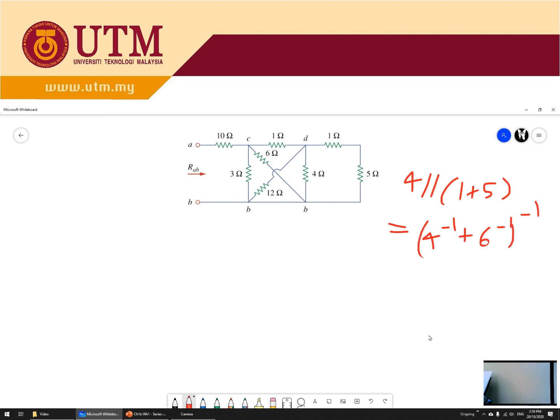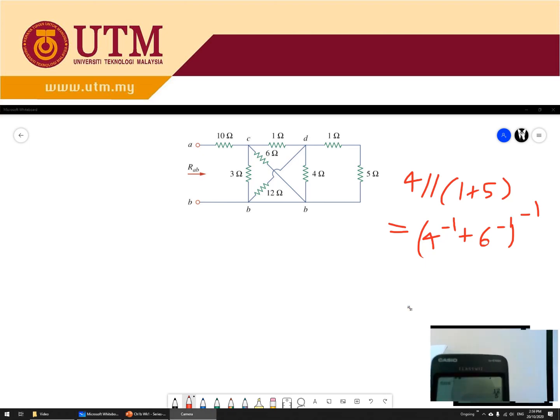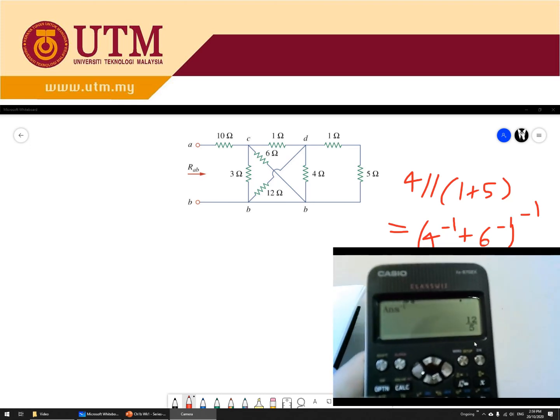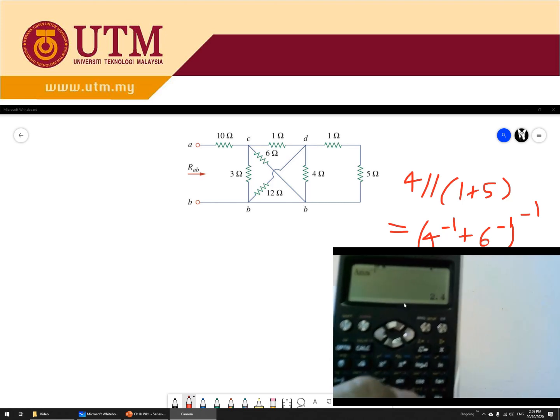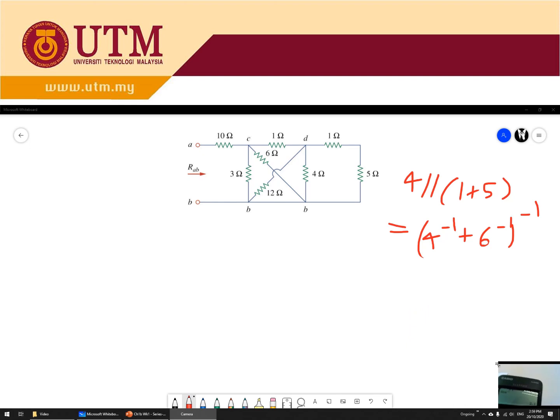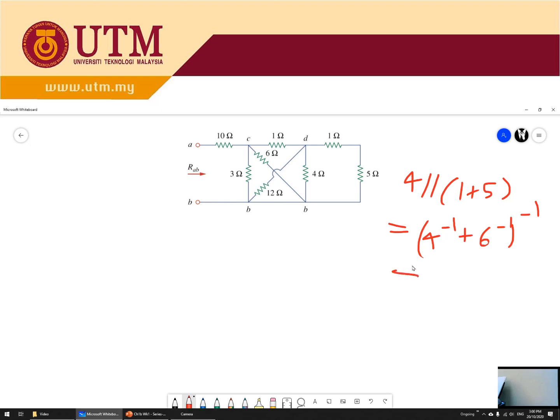So use your calculator again with the same concept. 4 reciprocal plus 6 reciprocal. Then invert it again. Okay, if you can see here, some of the calculators show the answer in fraction. Make sure you change it to decimal. So 2.4. So again, redraw.